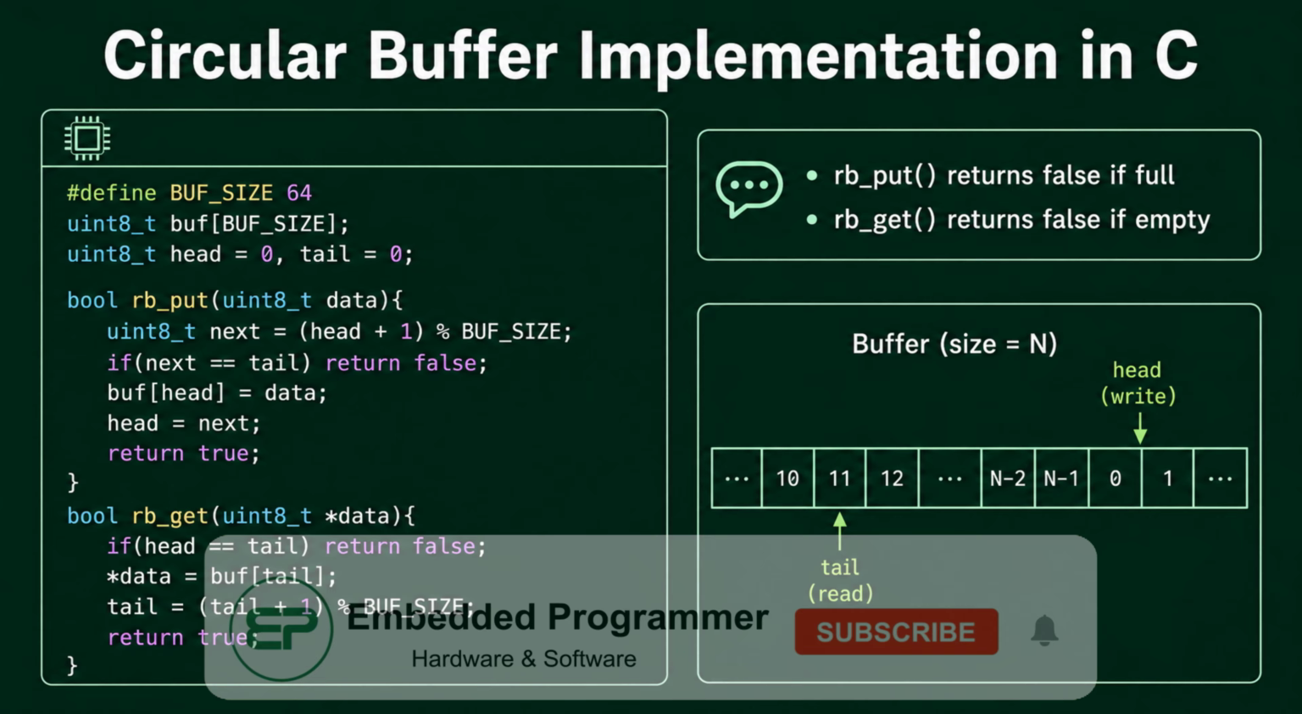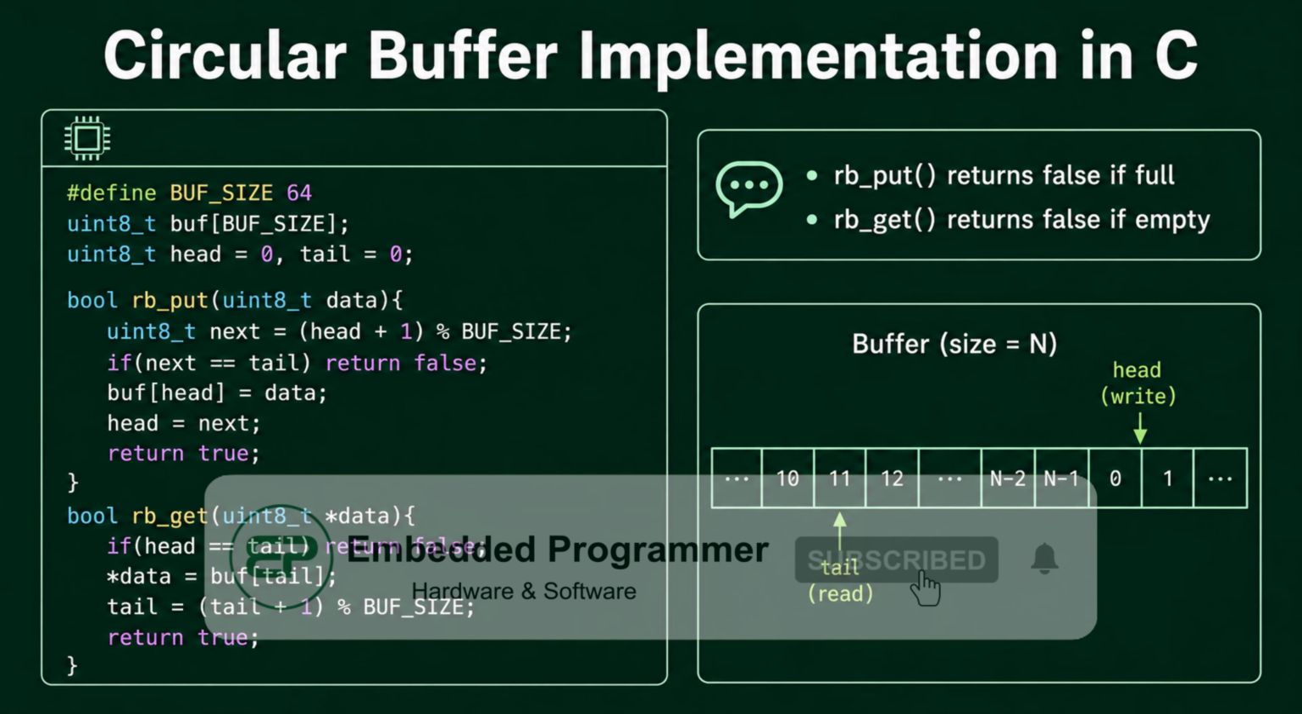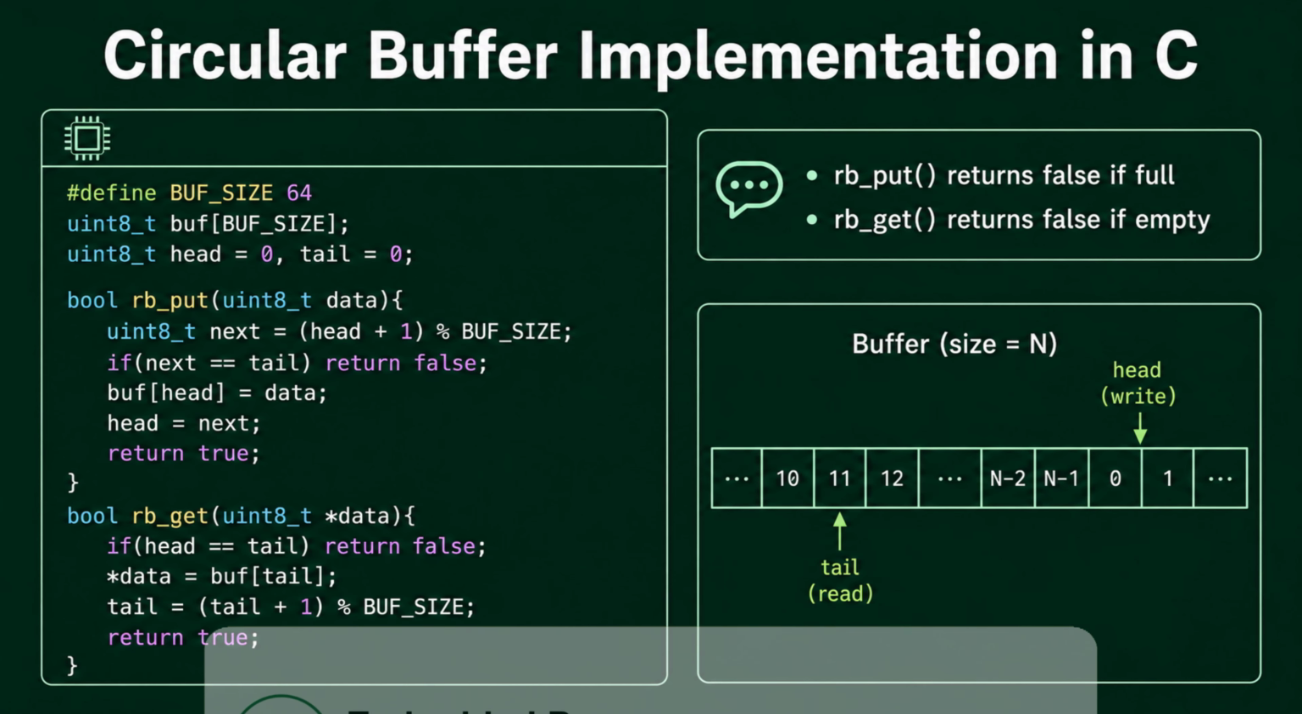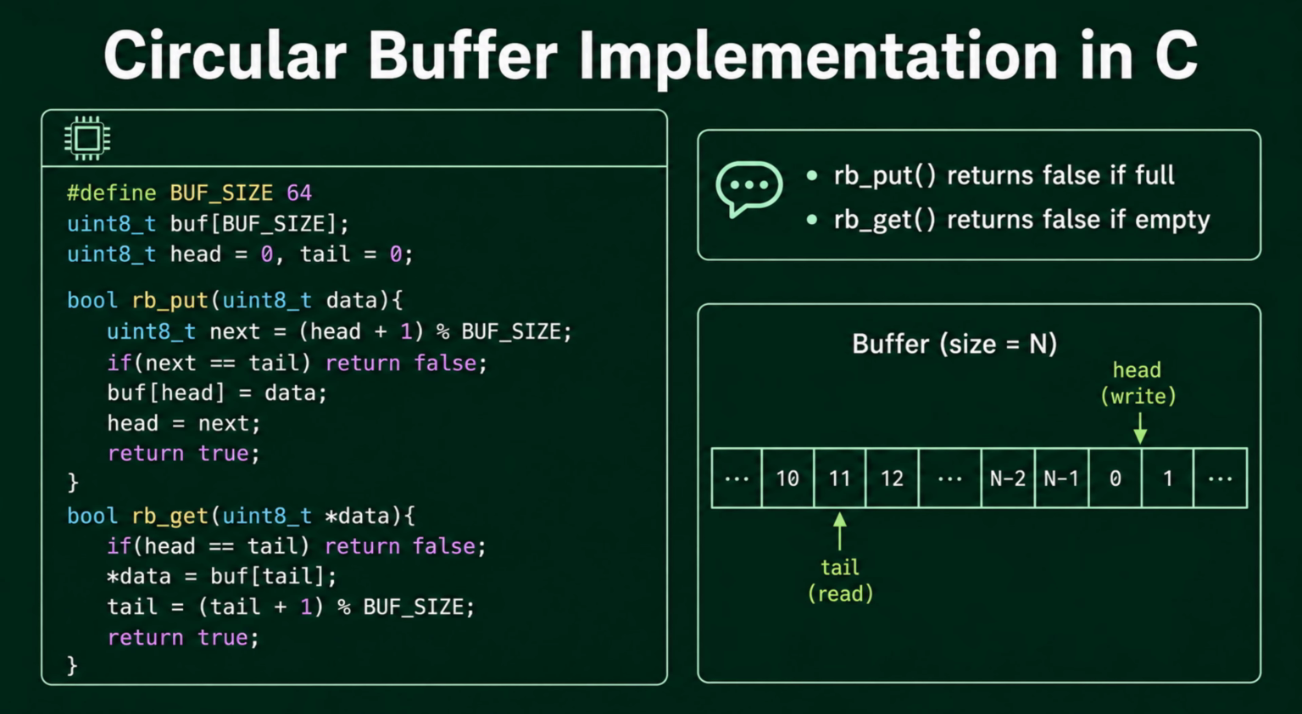A circular buffer contains a byte array, a head index, and a tail index. The write function first calculates the next head position using the modulo operator. If the next head position equals the tail, the buffer is full and the function returns false. Otherwise, the new byte is stored at the current head position, and the head advances to the next location.